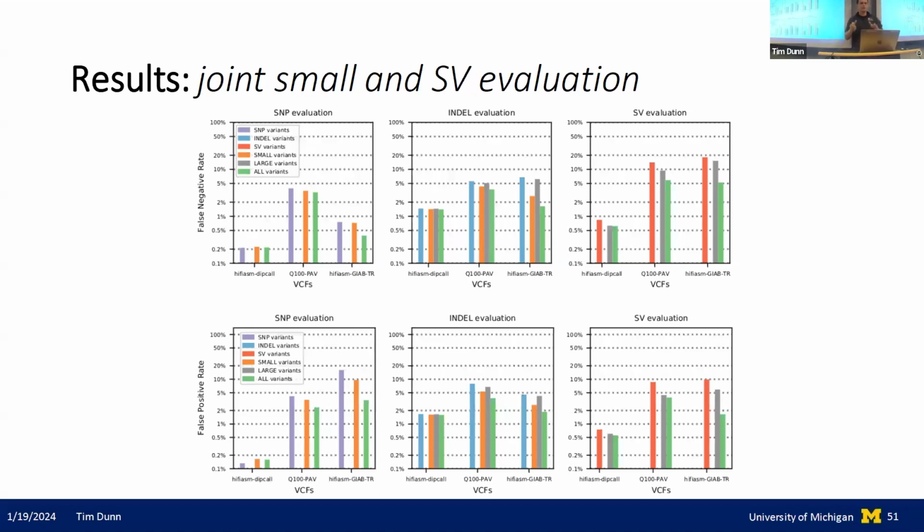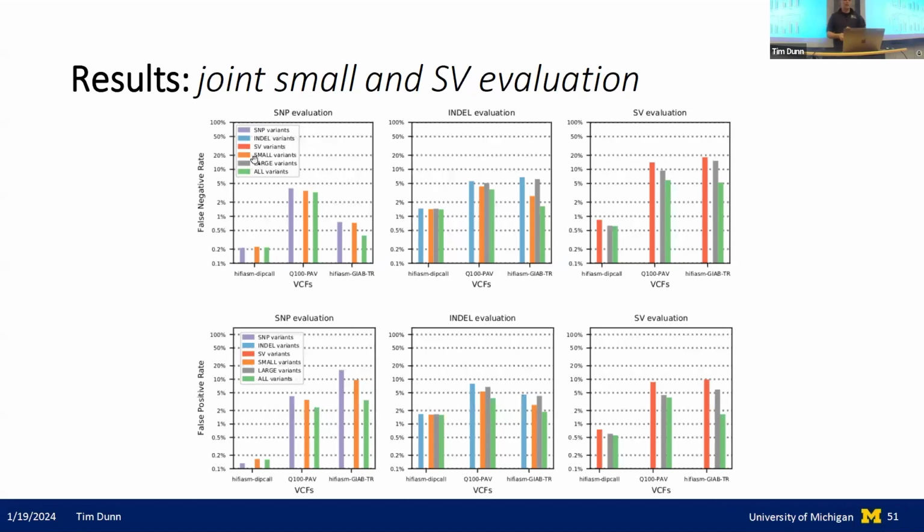we looked at 6 different subsets. We looked at SNPs individually, indels individually, structural variants individually, small variants, which is the SNPs and the indels, what we called large variants, which is the indels and the structural, and then all variants. So the only 3 categories that are typically used are the small variants, the structural variants, and then our pipeline uses all variants.